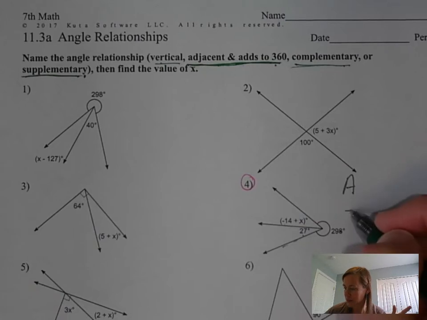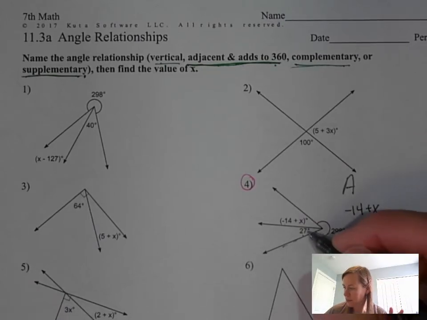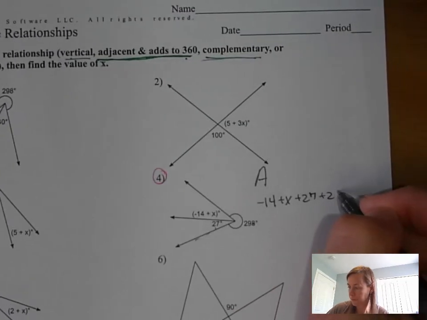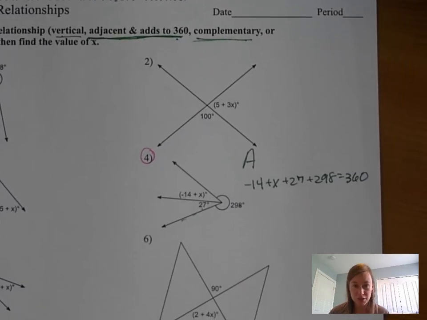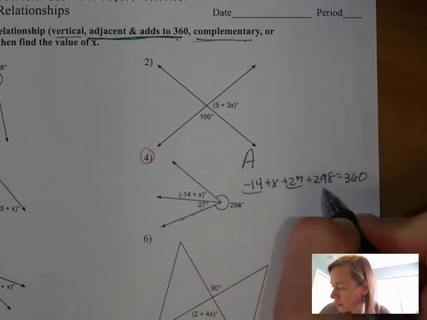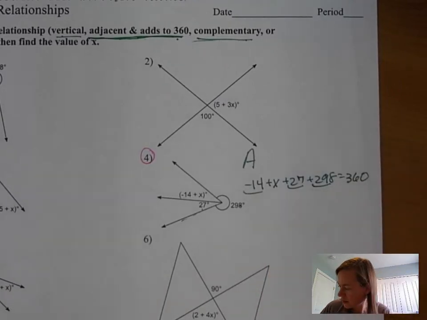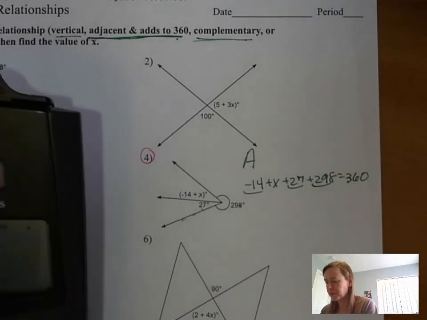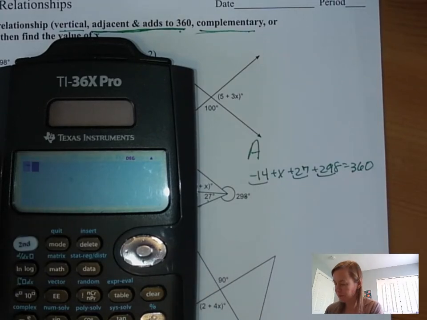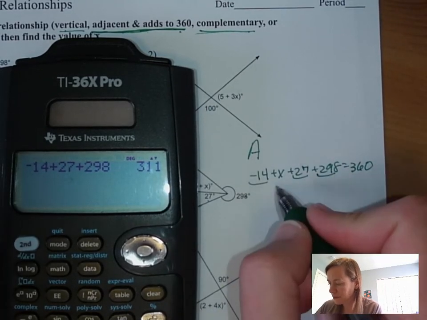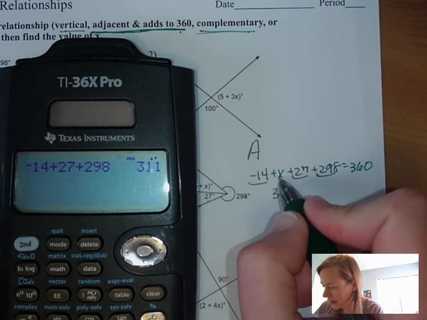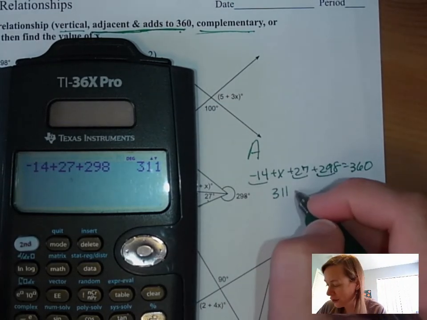I'm actually going to start with this one. So negative 14 plus x plus 27 plus 298 equals 360. And now you're just going to combine your like terms. So where are your constants? You have negative 14, you have 27, you have 298. We're going to combine those together. Here's my calculator. Negative 14 plus 27 plus 298. Looks like it's positive 311, so I'll just write 311, and then I still have this plus x to bring down, so don't forget him.